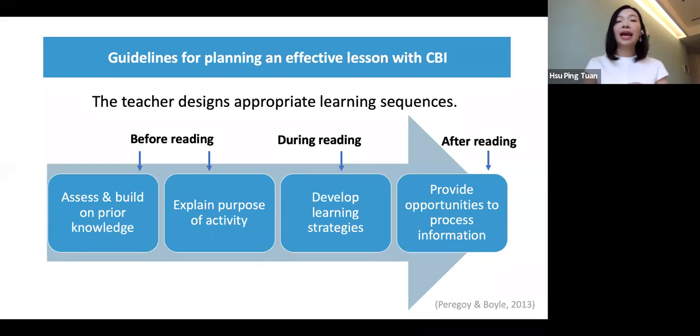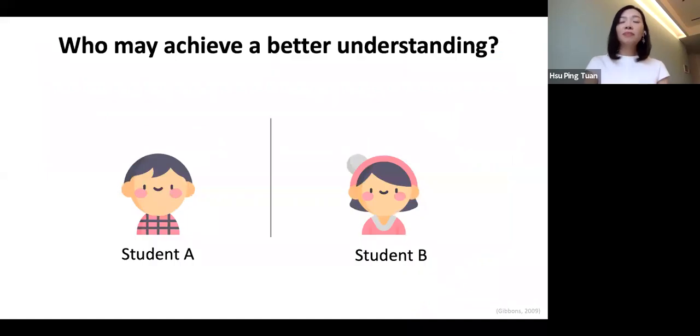And then comes my after reading stage. For this stage, I'm going to share with you what we can do to offer enough opportunities for students to process the information. So before I jump into the before reading stage, I would like to invite you to think about this question. Do you see 2 students, student A and student B? And I would like to invite you to think about which student may achieve a better understanding of books.